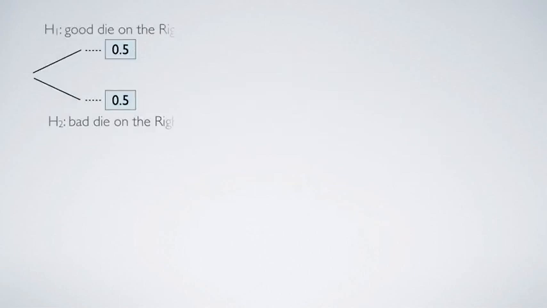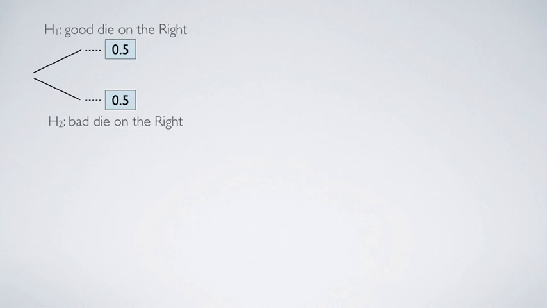We started with two hypotheses: good die is on the right or the bad die is on the right. And we said that initially we're going to give these equal chances of 50% of being true before we actually get started with the data collection. Remember, these were our priors. Then we think about the data collection stage.